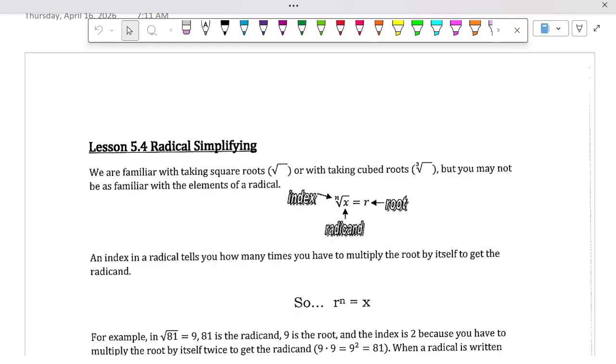So, page 18 in your packets. All right. Shh.